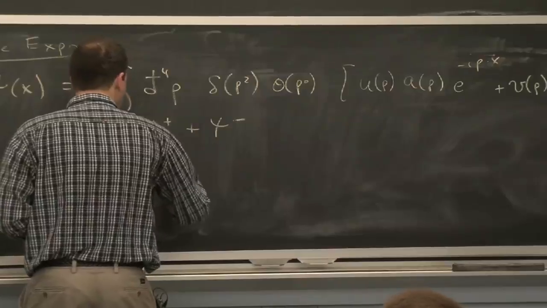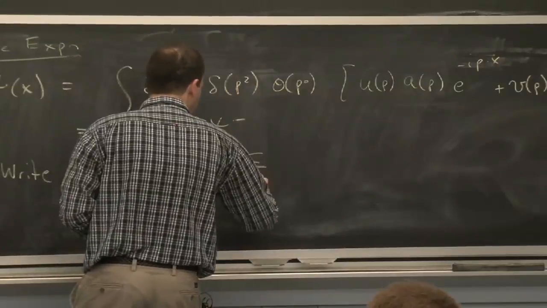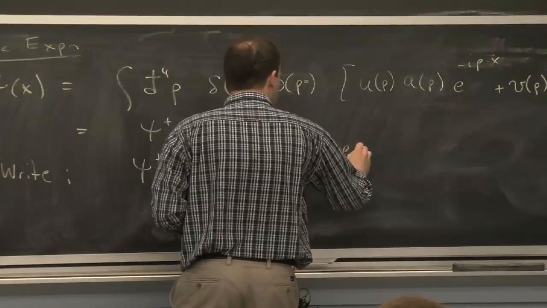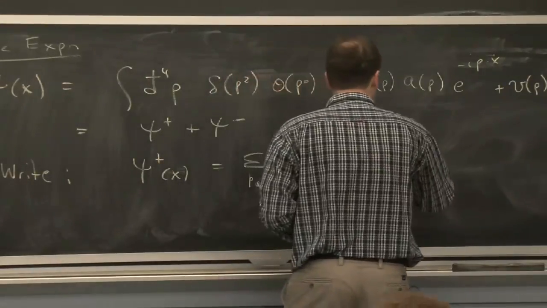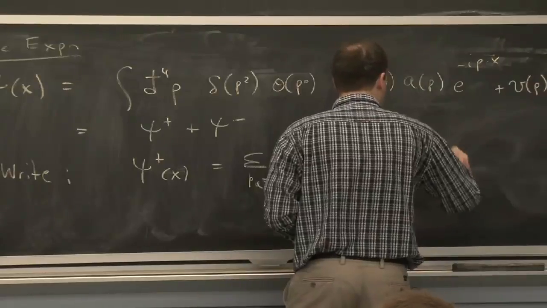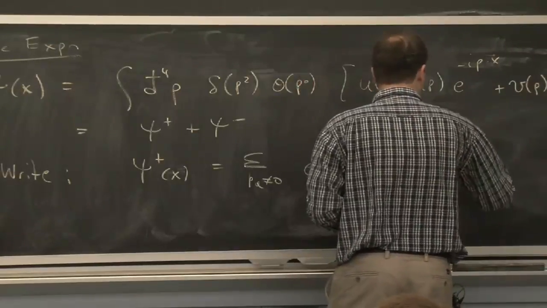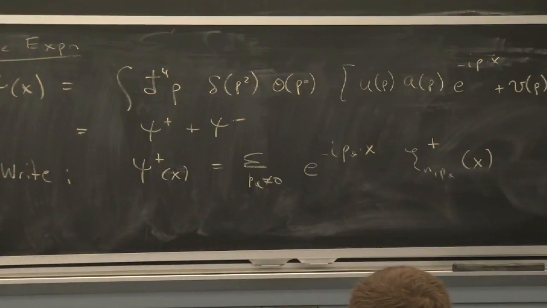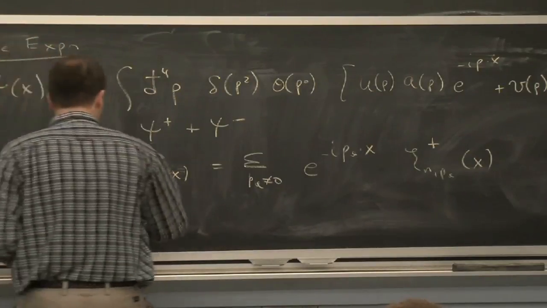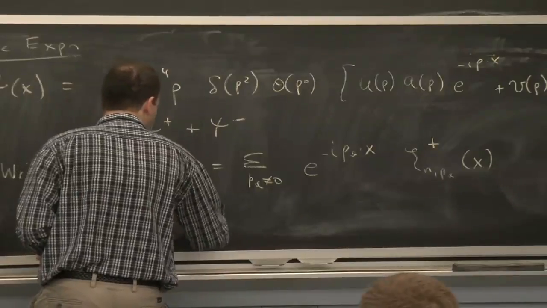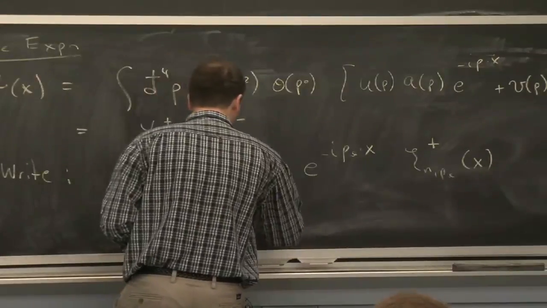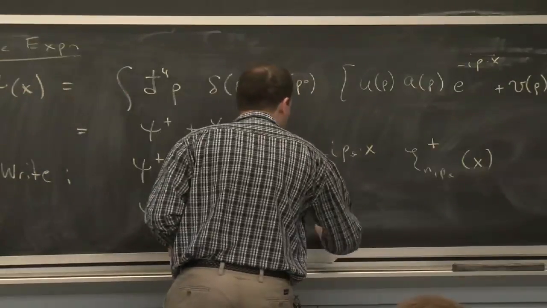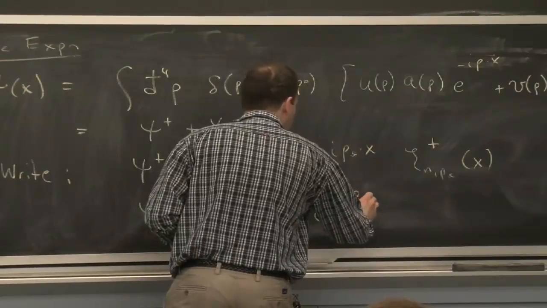So for psi plus of x, we have a sum over p_L not equal to 0, e^{-ip_L·x}, of sort of a c_n(p_L) times the plus field of x. And if we were to repeat everything we did for this case, then what we would get for psi minus, and this is why I say that they want to look like separate fields, is we'd get a plus i p_L dot x.